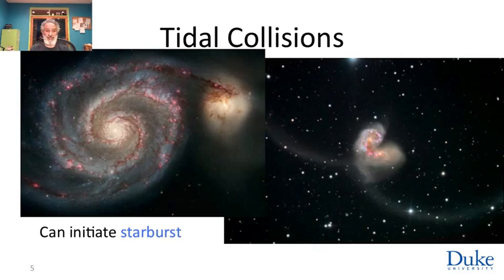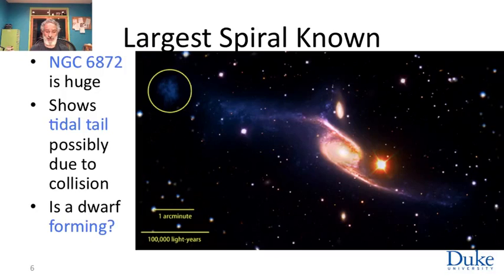In another recent observation of the same effects, NGC 6872 has recently been measured to be the largest spiral galaxy known. The scale here is 100,000 light years, so this thing is about 2 or 3 times the size of the Milky Way, but that's kind of cheating. One of the reasons these spiral arms are so extended is because it seems that this has undergone a collision, perhaps with this guy over here in the upper left, and so it's got these two tidally extended spiral arms coming out on two sides.